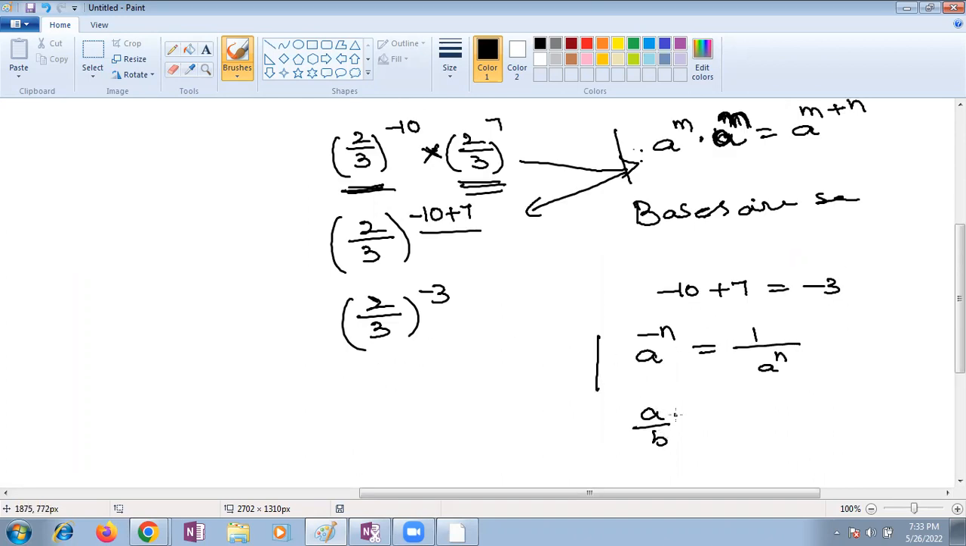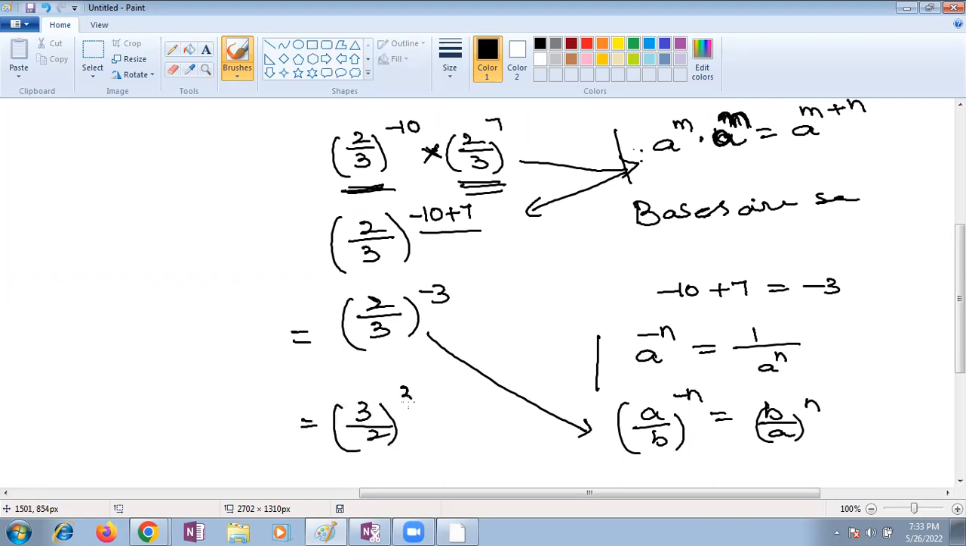In this, (a by b) whole power n is nothing but (b by a) whole power n. Yes, ma'am. That's why it's (3 by 2) power 3. Yes, we are applying this law of exponent here. So it's 3 by 2.